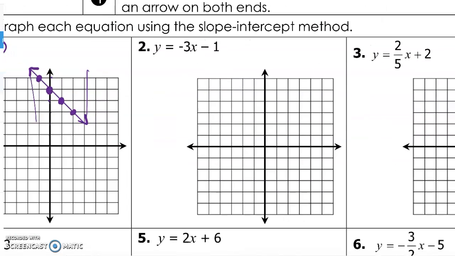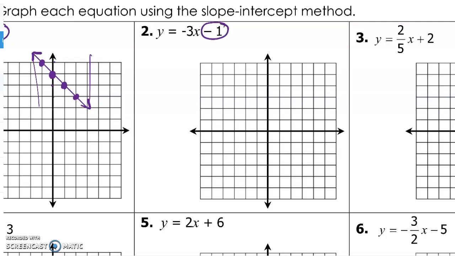Number 2. This is the number you start with, the b. So -1 means I start down 1. Some people put their arrows to show them down 1. That's up to you. Rise over run, -3 over 1. So you start back at your y-intercept, go down 3 and right 1. I cannot go down 3 again. I don't want you to add extra parts to the graph. Go back up to your y-intercept and go up 3 and left 1. Connect your dots. Put your arrows on the end.